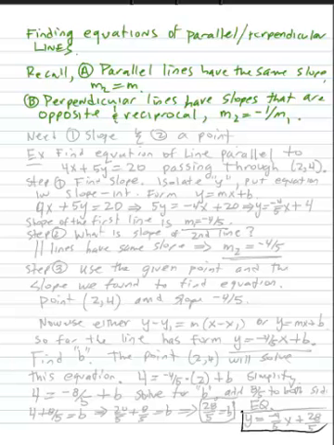As always, when you find the equation of a line, you need two pieces of information: the slope and a point on the line. In order to find the slope of the line, you either need to have 2 points on the line or you need to have the equation of the line. Let's take a look at an example. Find the equation of the line parallel to 4x + 5y = 20, passing through the point (2, 4). Step 1, we need to find the slope.